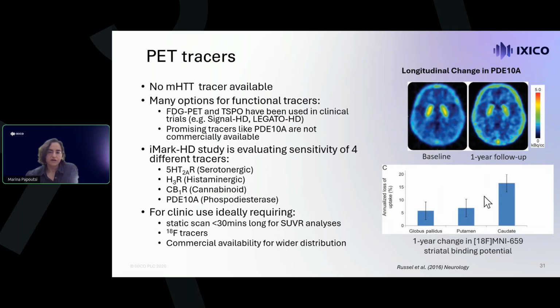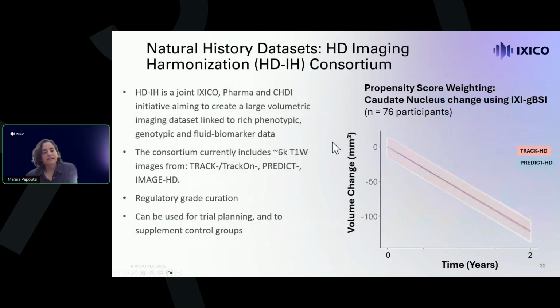And to finish my part, one of the things that we recently completed is the analysis of a very large natural history dataset as part of the HDIH consortium, the HD Imaging Harmonization Consortium. This is a joint initiative by IXICO and CHDI, where we aim to reanalyze TRACK and PREDICT imaging datasets in a regulatory-grade way so that they could be used for filing purposes. So we've reanalyzed all the data in exactly the same way, using exactly the same process that we would do for a clinical trial, and using our more updated methods.